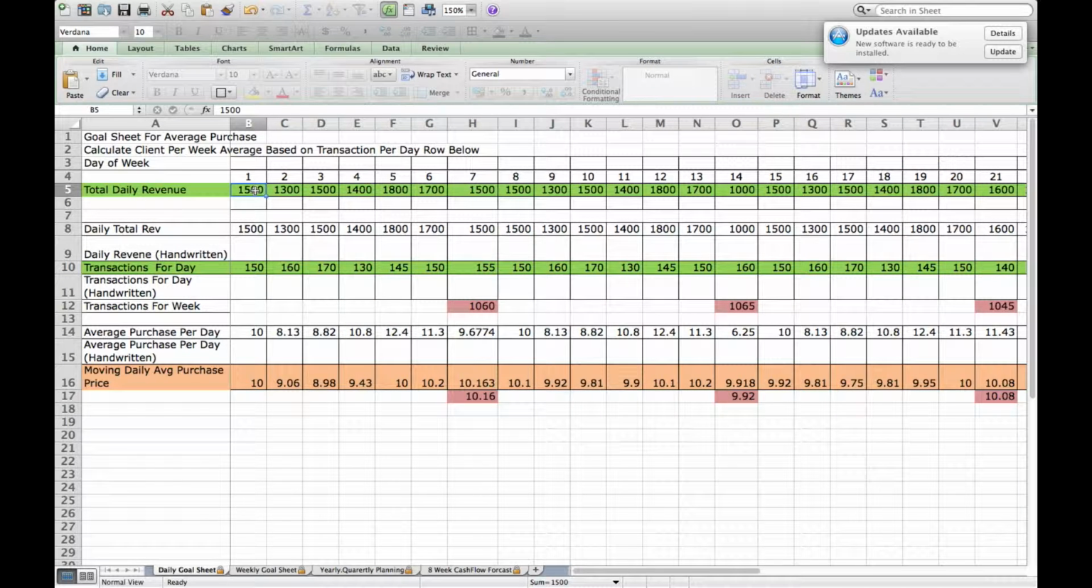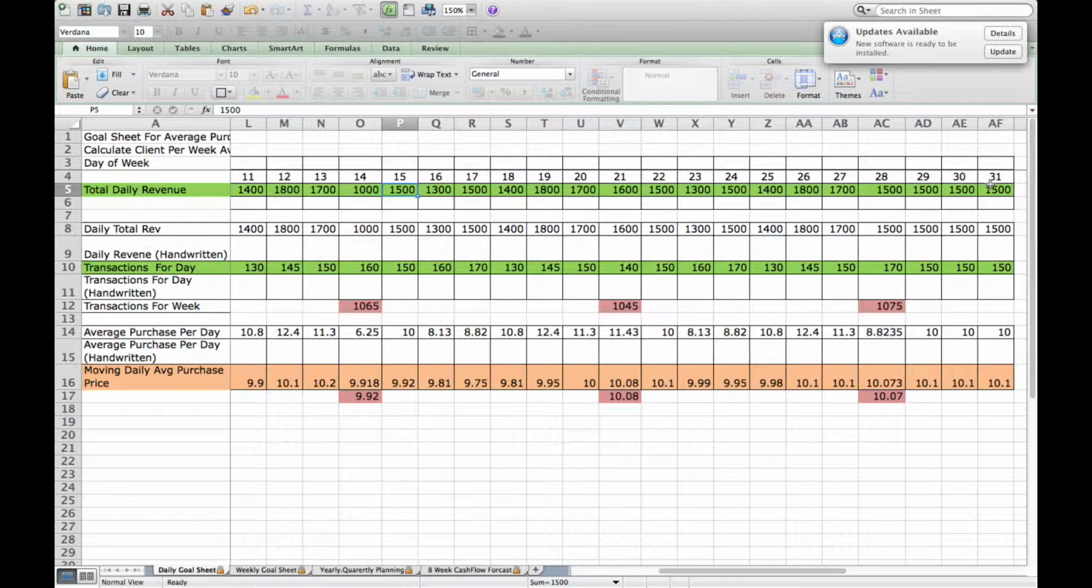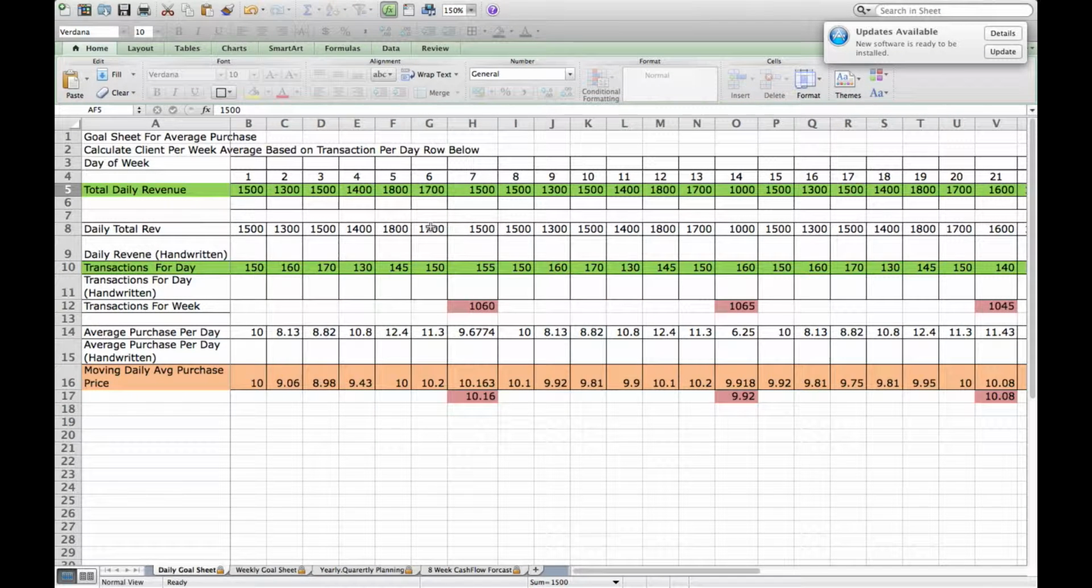Obviously on day 1 it was 1,500, day 2, 1,300. We go down to day 15 right over here, we see it was 1,500. On day 31 it was 1,500. So we input that information there. This then says daily total revenue, so it just sums that up.